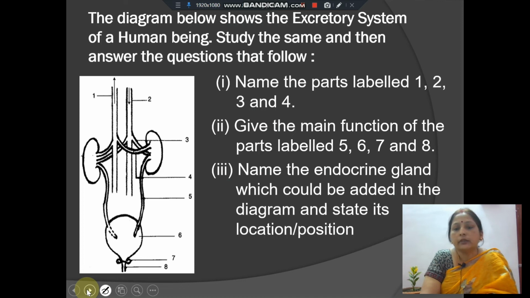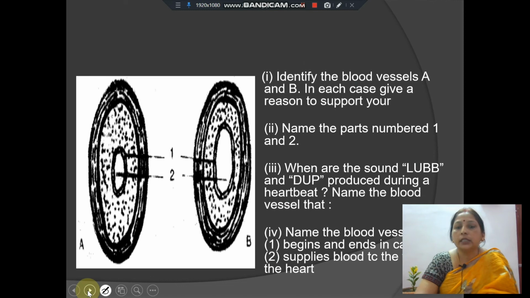Name the endocrine gland which could be added in the diagram. The endocrine gland which could be added is the adrenal gland. Adrenal is located on the kidney as a cap-like structure, so we can add adrenal gland in this diagram. We could add this one at the top of each kidney. Then next question, identify the blood vessels A and B. In each case, give a reason to support your answer. A is, as you can see, the basic difference is the inner space, hollow space, that is the lumen.